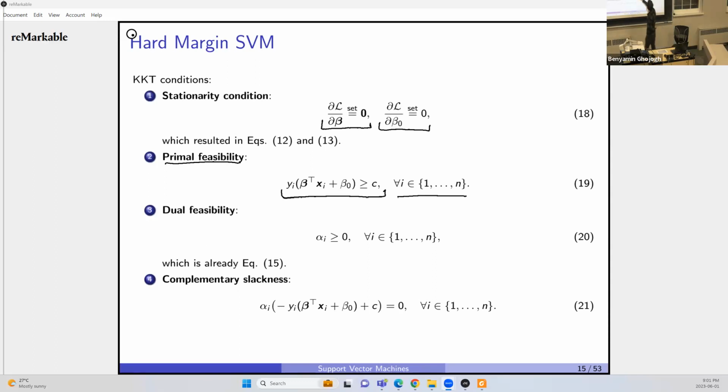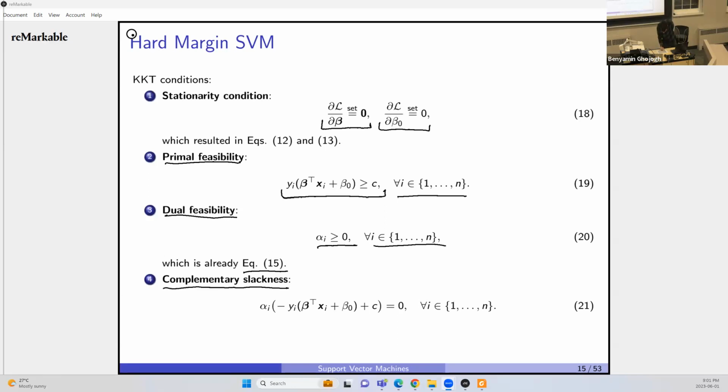By the way, this equation 19, we rearranged that to become a less than or equal to zero inequality. And dual feasibility says that all of the dual variables of the less than or equal to inequalities in the minimization problem should be non-negative, and we have them here too. Okay, which is already equation 15, which we had.